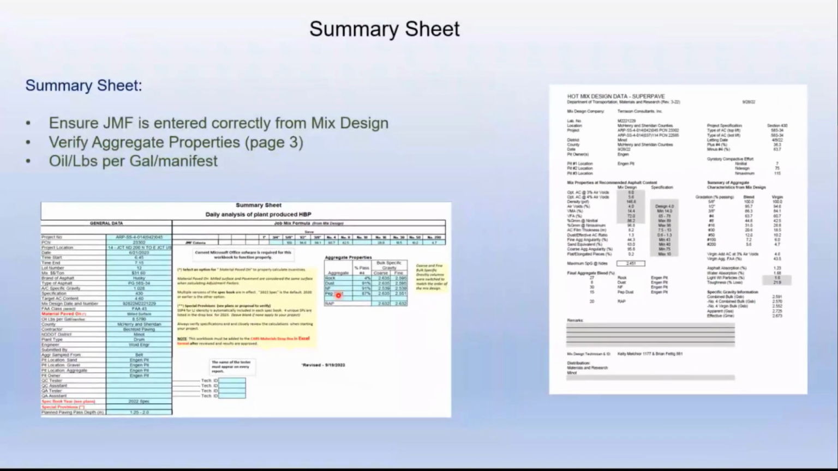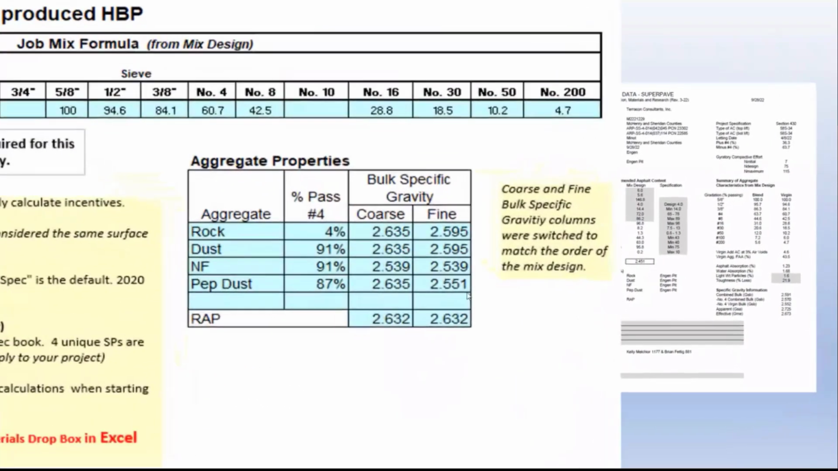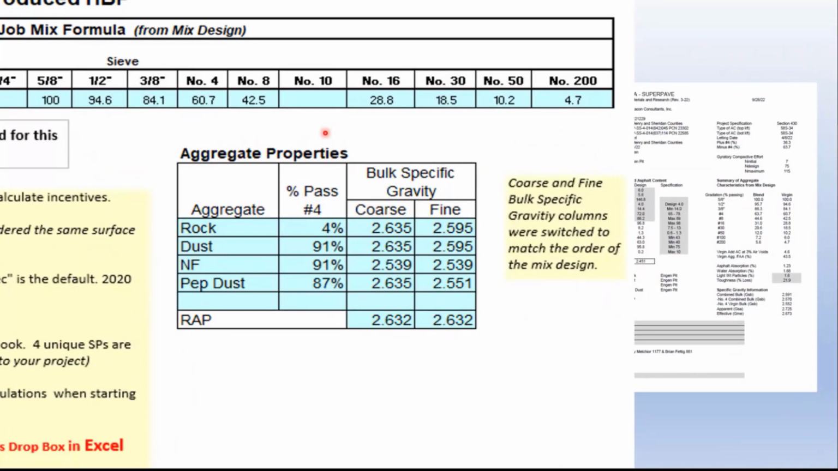Next thing I want to cover, and this is the number one factor that I see out in the field, is the aggregate properties. Specifically, the coarse and fine columns usually get switched around. Now this did say fine back in the past and coarse here, and those did get switched, but when you're typing in these values, ensure that it's going under the coarse and the fine.